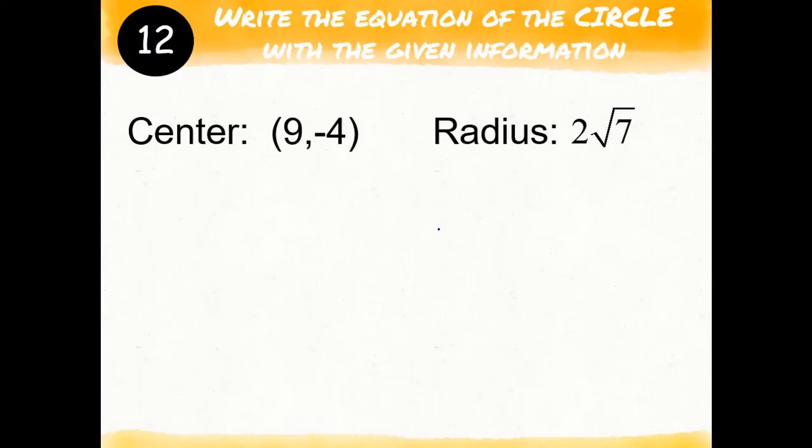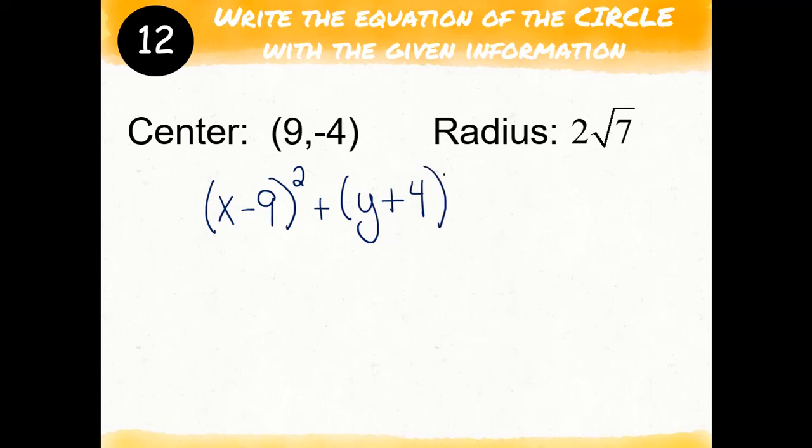Let's try another one. So I got a center of (9, -4) and a radius of 2 square roots of 7. Whatever. We can do this, right? We're good. Now, let's find our center. We got x minus 9 squared, right? Because it's opposite sign. Plus, this is always a plus there. Y plus 4, because it's opposite sign, squared.